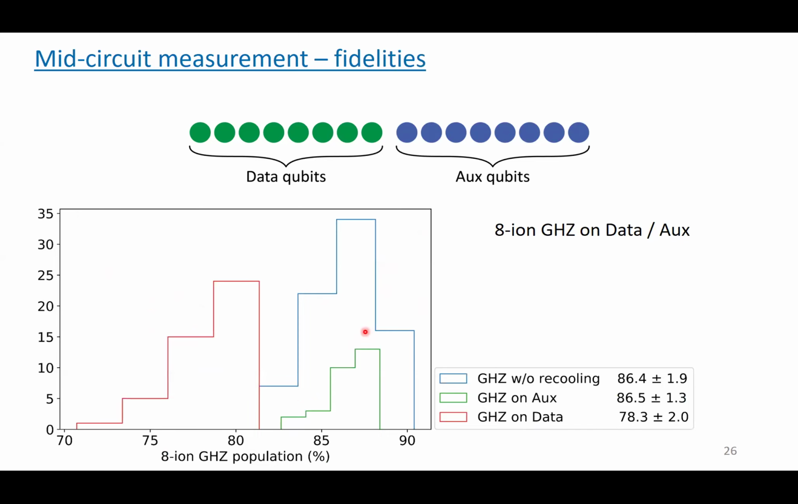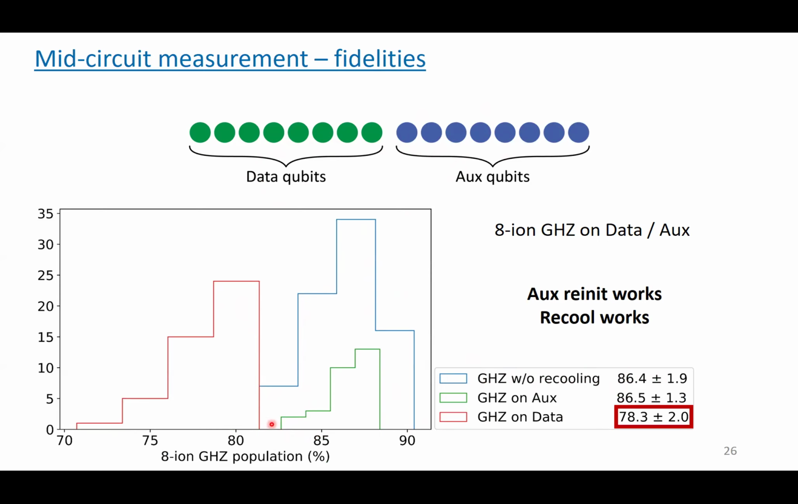The second question is whether cooling works well or not. For that, we wanted to test gate performance in the chain. So we prepared a GHZ state on either part of the chain before the recooling, which shows around 86% fidelity. And then we tried to do it on auxiliary qubits and data qubits. You can see that on auxiliary qubits, after the recooling procedure, the GHZ is fine. It's roughly the same as before. But on data qubits, it is not as good, meaning that we probably somehow corrupt the state of the data qubits while we do this procedure.